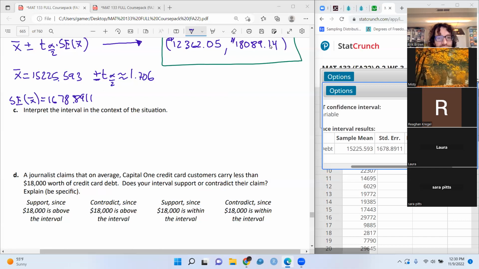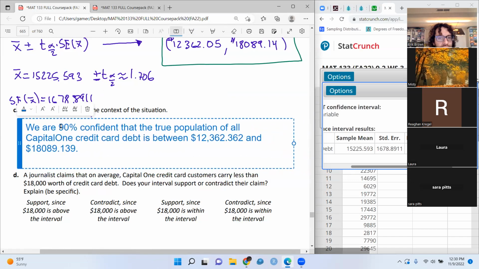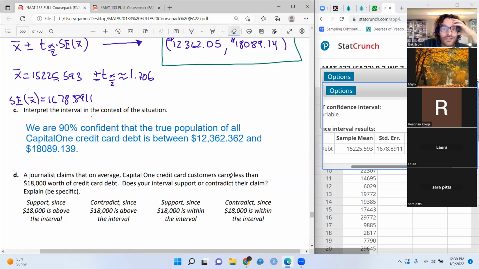Okay. So, what'd you get for D? It contradicts, because the 18,000 is within the interval. I mean, by $89, but it still contradicts. It says less than this, and while most of the values are less than that, there are values that are higher. Definitely. Good. How do you all feel?